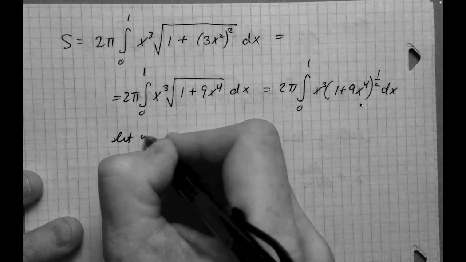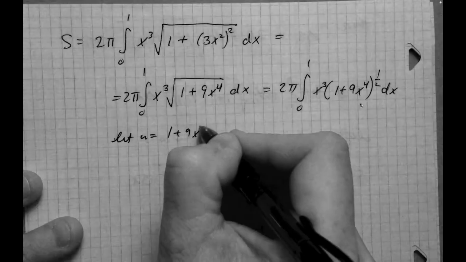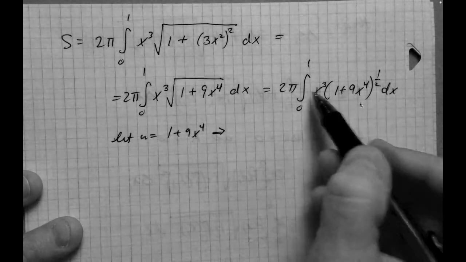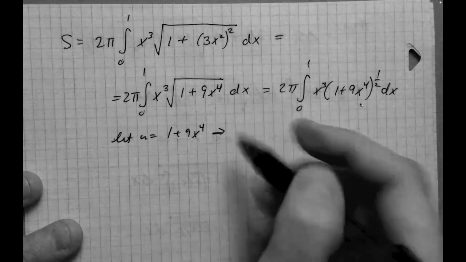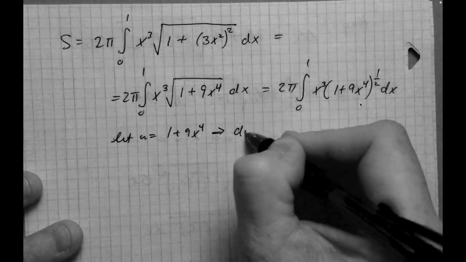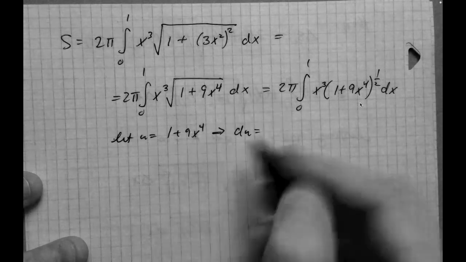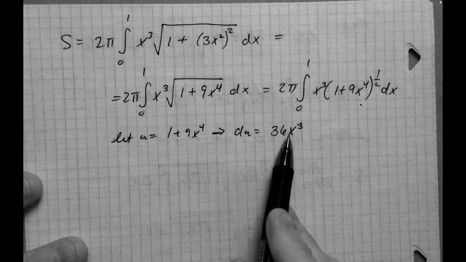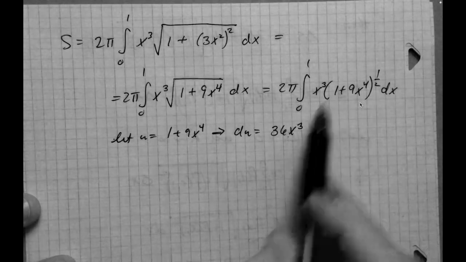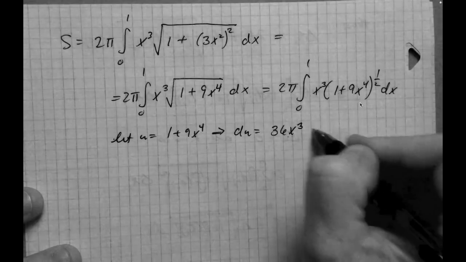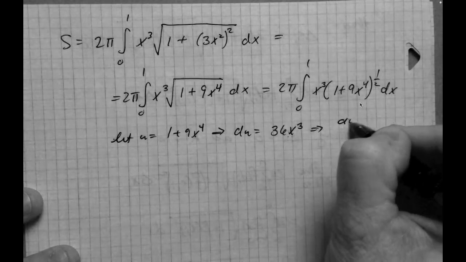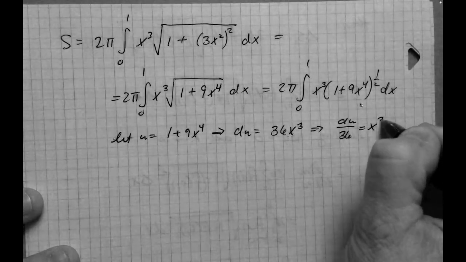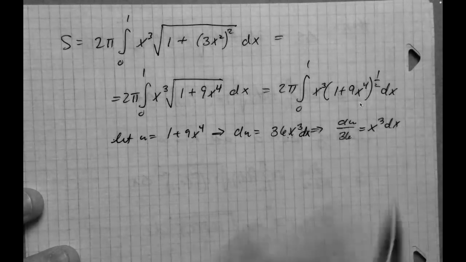If we let u equal 1 plus 9x to the 4th, because you can see you've got an x to the 4th and an x cubed, so change of variables is very likely to work here. And that means du is equal to 36x cubed dx. Okay, so that looks pretty good. We've got the x cubed, we don't have the 36, but we can just write du over 36 equals x cubed dx.